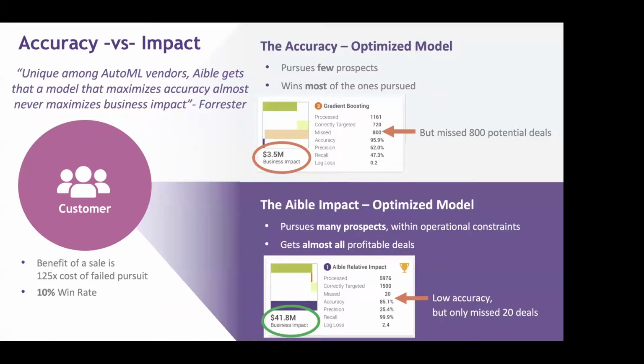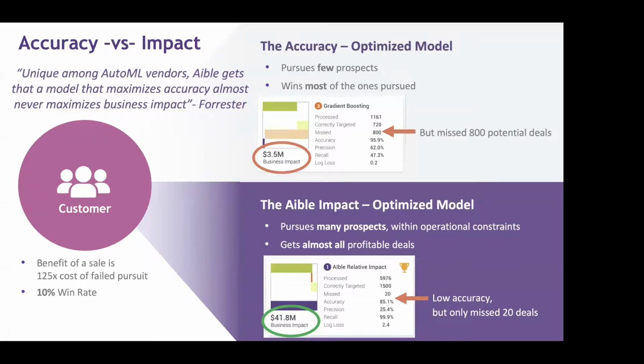If you go by traditional data science approaches, you're always going to say that the accuracy optimized model is better. But notice that the impact optimized model actually is giving you $42 million of benefit compared to 3.5 million. So it's about 12 times better in terms of impact, even though the other model is 12 times better in terms of log loss. And this is why it is so important to start with the business requirements first.